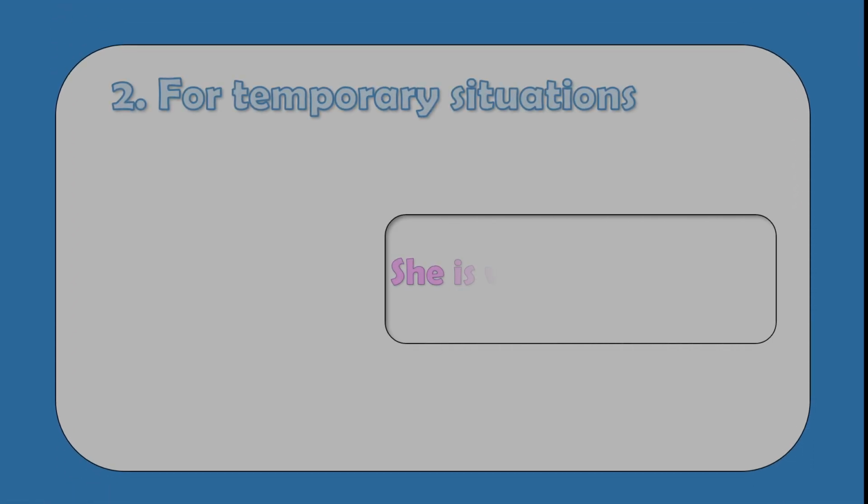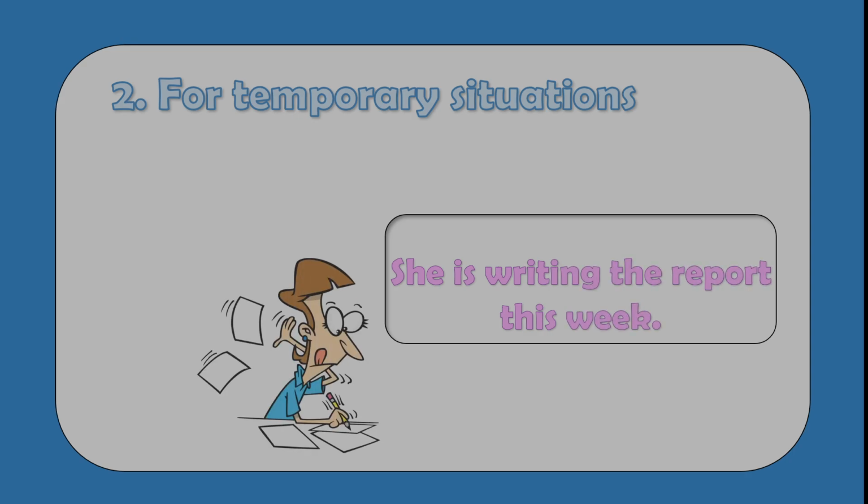Number two, for temporary situations. Yeah, during the day, we carry on a certain activity. So if somebody sees us or you see someone, you can say you are cooking, she's listening to music, they're watching TV, they're writing. In this case, in the picture, we can say she's writing the report this weekend.